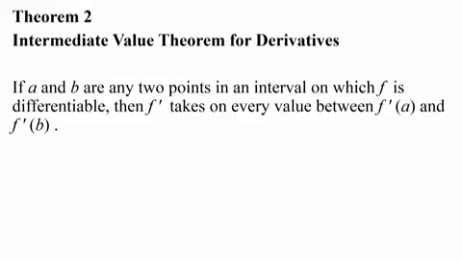Theorem 2, the intermediate value theorem for derivatives. If a and b are any 2 points in an interval on which f is differentiable, then f prime, or the derivative of f, takes on every value between f prime of a and f prime of b. Let's try an example that will help illustrate the conditions that are necessary for the theorem.